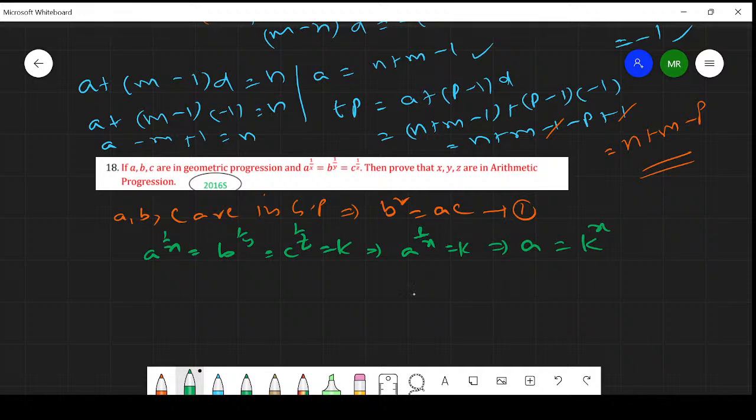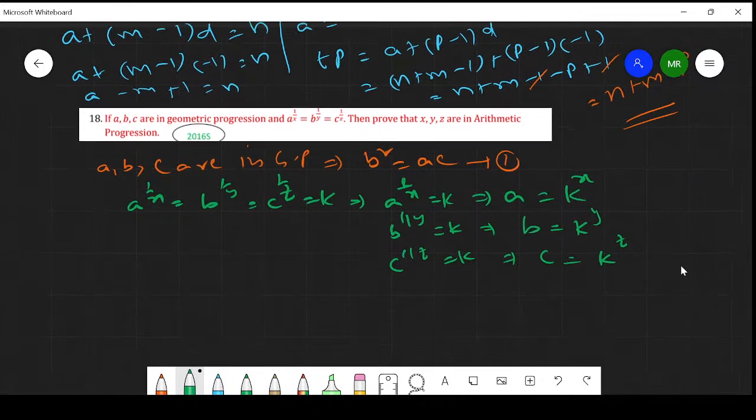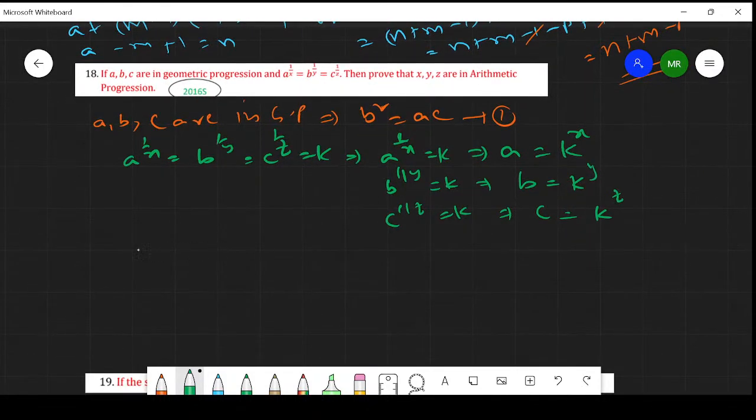Similarly, I can write b power 1 by y is equal to k, so b is equal to k power y. And c power 1 by z is equal to k implies c is equal to k power z. But we know that b square is equal to ac from equation 1.